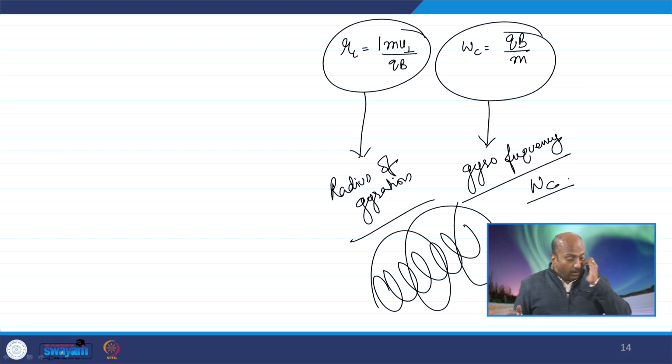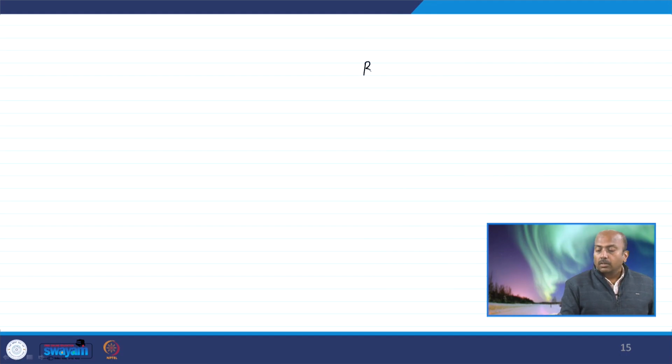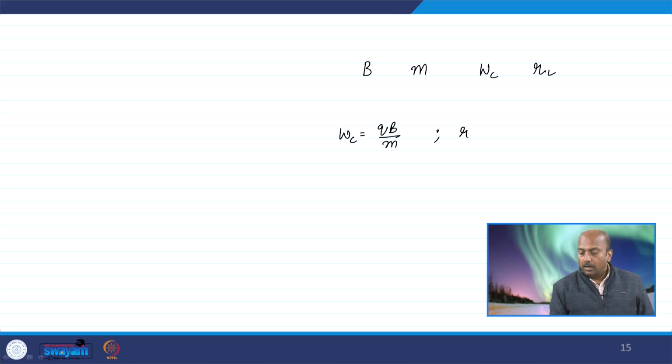So, in those places where the magnetic field strength is larger, you can expect, now the magnetic field strength also seems to be deciding RL and omega c, right? So, a very large magnetic field strength will result in a very, very small radius of gyration, and at the same time, the frequency will be very, very large. So, okay. Now, the balance is what you have: the magnetic field, the mass, omega c, and then RL. So, omega c is qb by m, RL is m v perpendicular by qb.